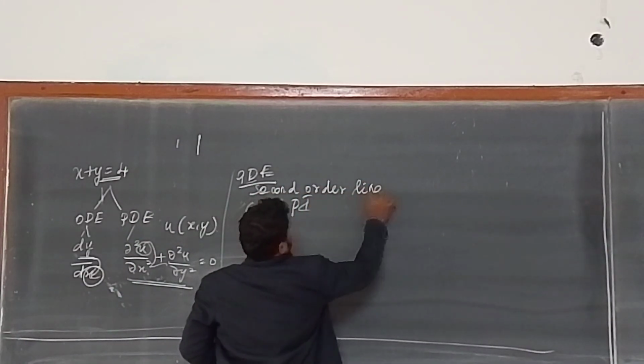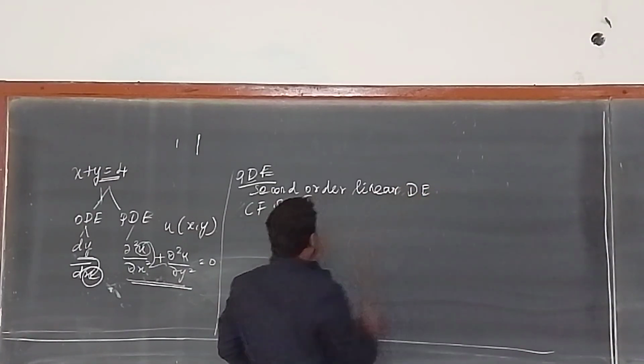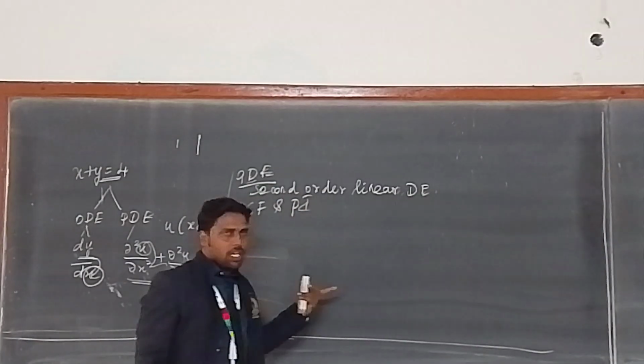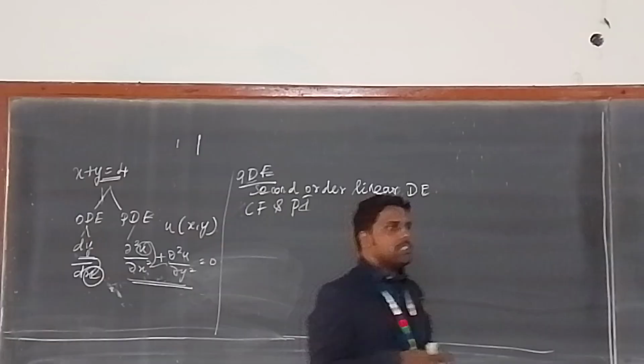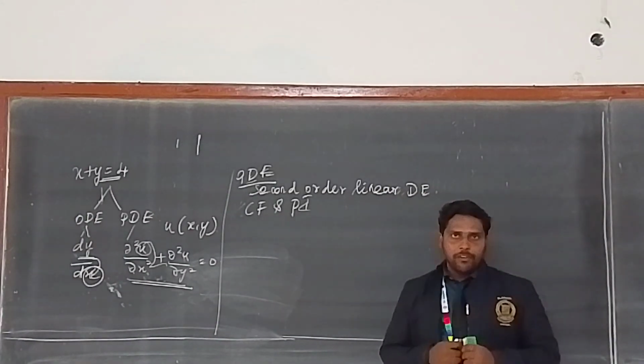Second order linear differential equations: how do we solve them? There is one formula to find the complementary function, and after that the particular integral. So, how do we find the complementary function?